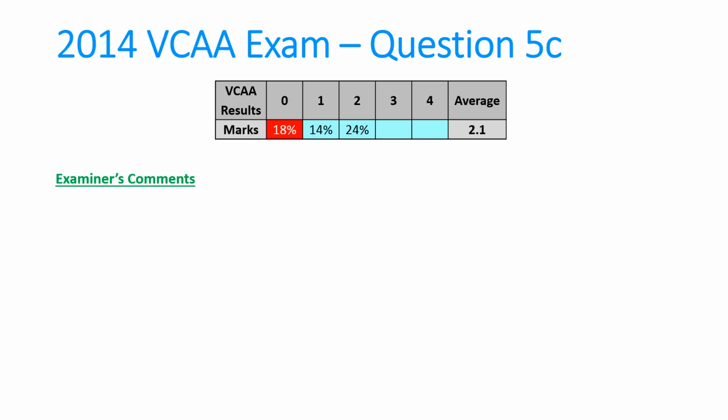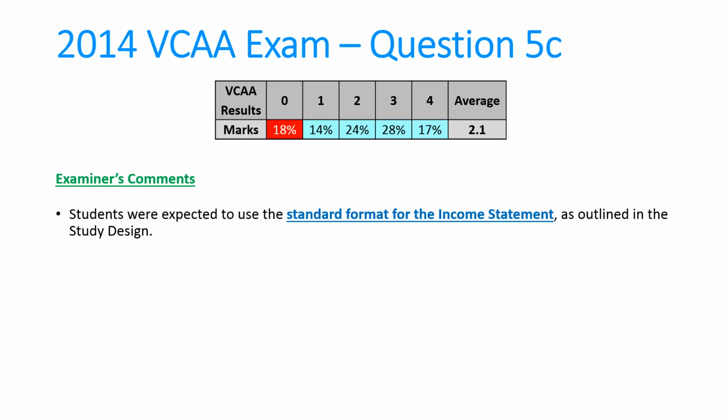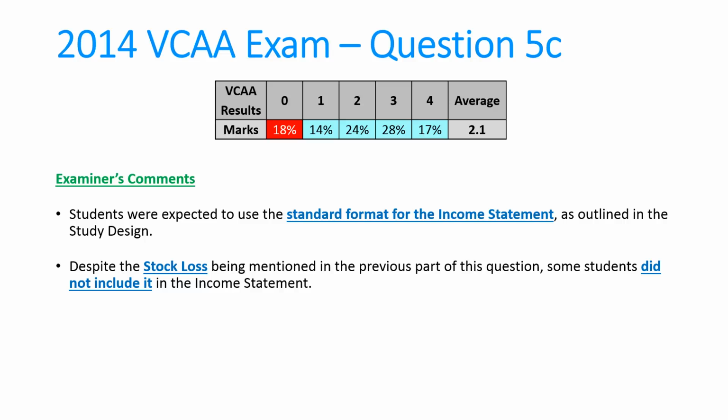How did the state do? Bit of trouble for 18% of the state. At the top end, 17% of the state got 4 out of 4, but you can see there's a pretty big middle here. Most kids could do some of it, but they had trouble with the last mark. In particular, the examiner's comments were, remember the standard format for an income statement, so just the sections we went through, no other version is acceptable. And probably the main one would be forgetting the stock loss. It was actually mentioned in the previous question, you had to define and explain why a stock loss is an expense. So a lot of people just forgot to put that in, and that would have explained why only 17% of the state got 4 out of 4.